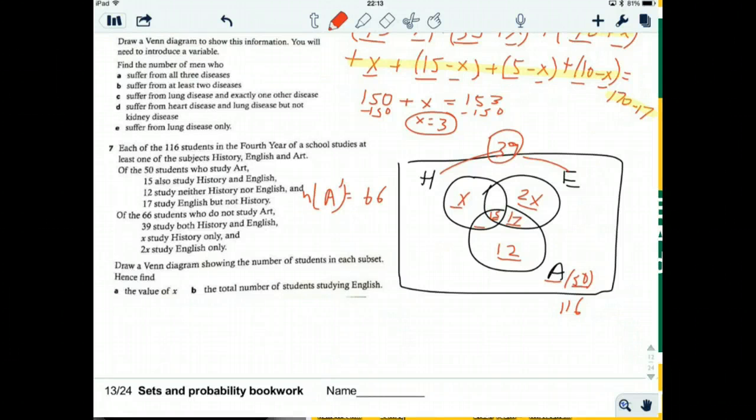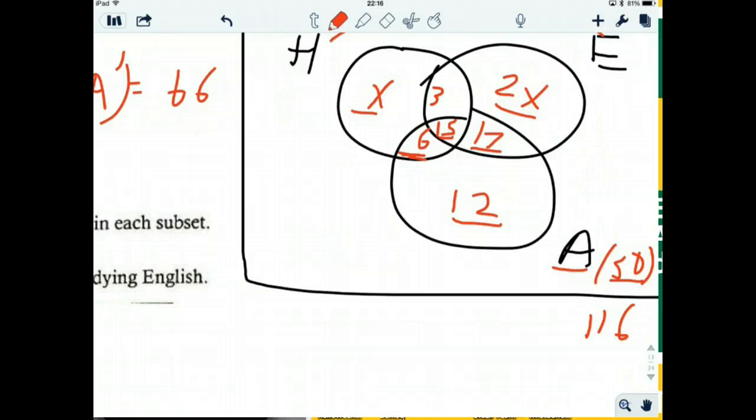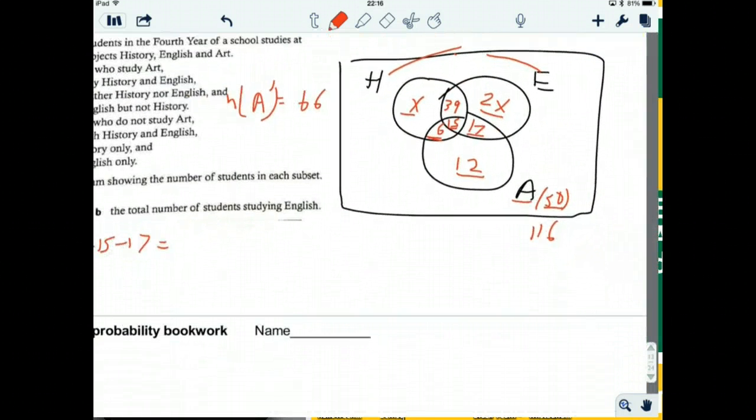Okay, so let's set up some equations using X that we know are true. For example, we know that this empty spot here is equal to 50 minus 12 minus 15 minus 17, which would be 6. One thing I just did wrong, it says 39 study both history and English. I put 39 in the wrong place. I put it up here. 39 study history and English, it should be there. Okay, so now we have everything filled in.